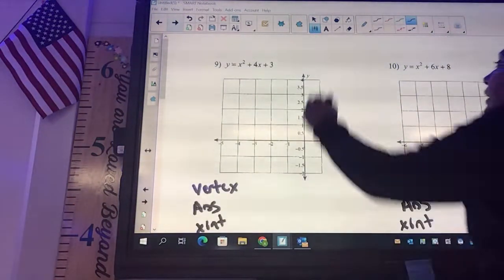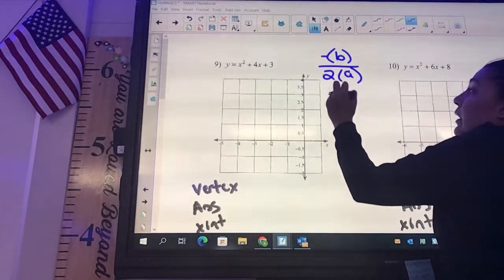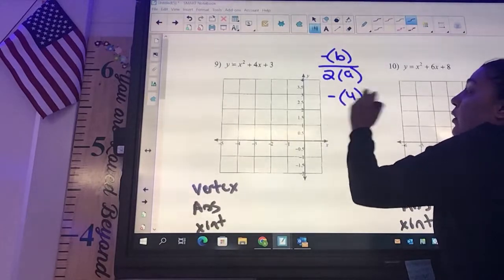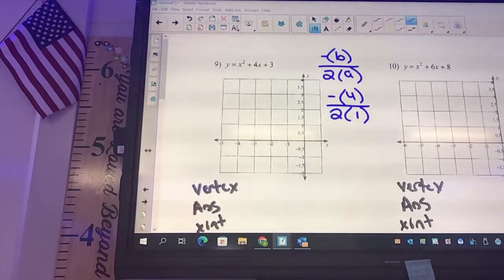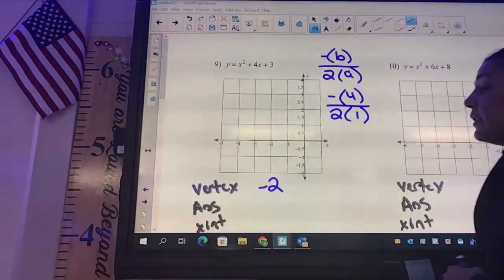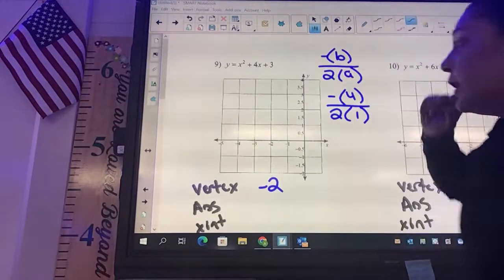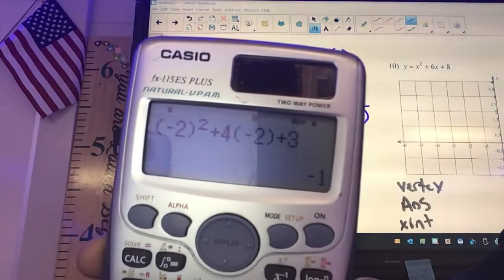Okay, 9, we got negative b over 2 times my a. Okay, so I got negative, my b is 4 over 2, and my a is 1. Okay, type that in, see what you get. Okay, you should get negative 2. Okay, so that means everywhere up here, you should be typing in negative 2. Take a second, pause it, type it yourself. Okay, you should get negative 1. If you don't, look at your thing. Okay, it should look like this.